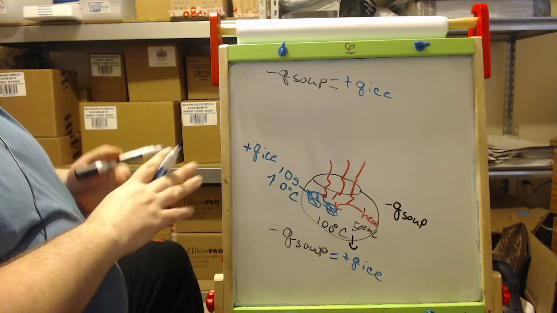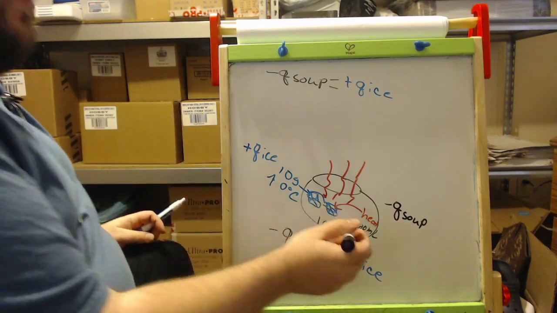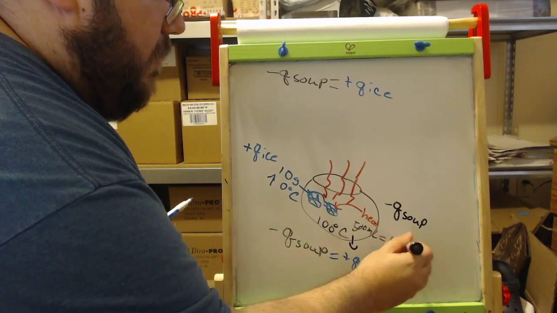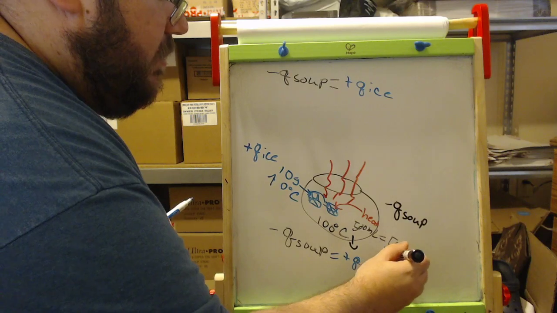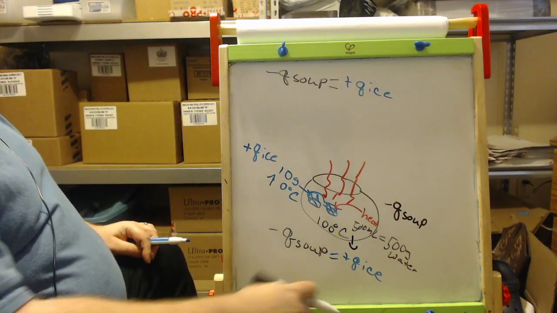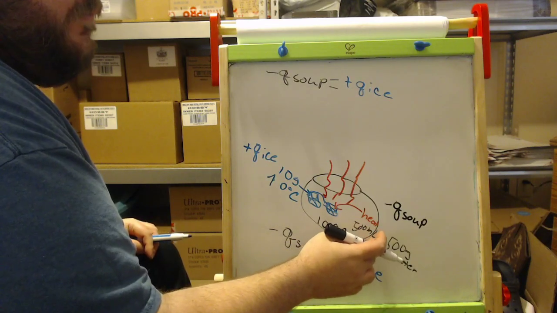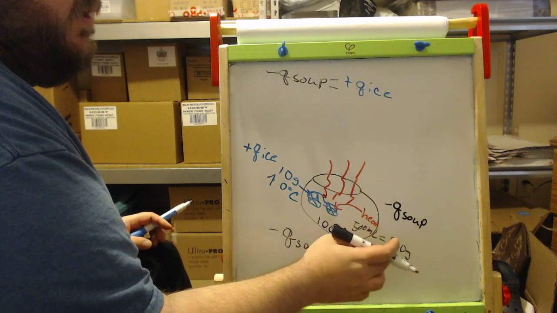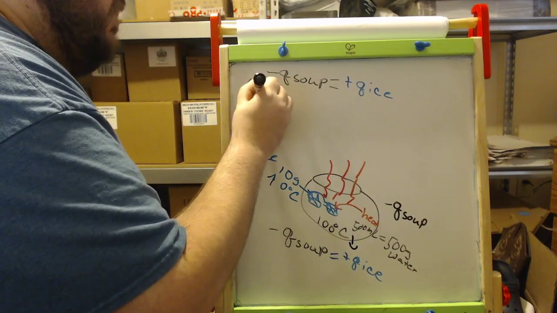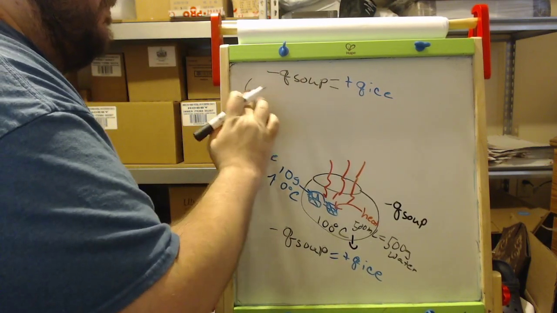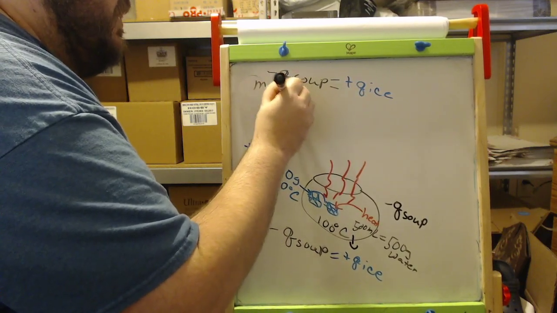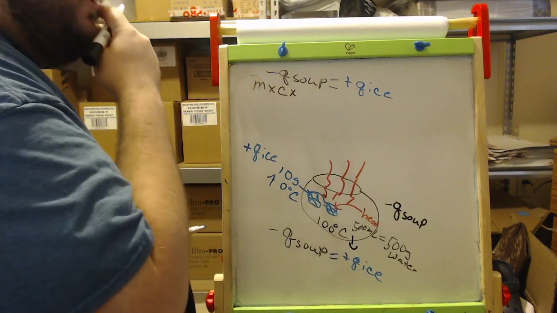I'm going to use that MC delta T. So I have 500 mils. That's 500 grams if we're dealing with water, and soup is basically water. We're going to assume that in this case. Using the density of water, which is roughly 1, 500 mils is 500 grams, give or take. So, MC delta T: M times C times the change in temperature.